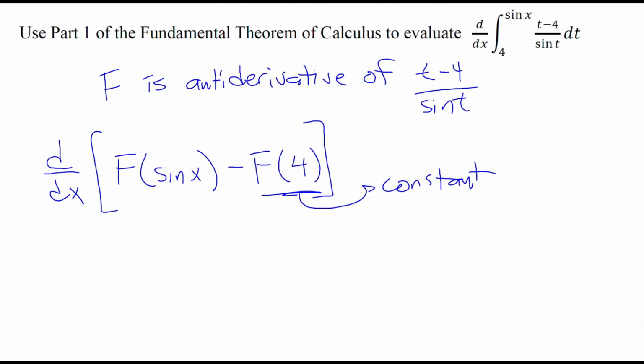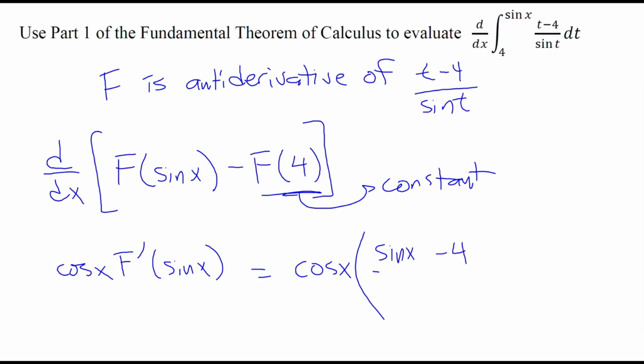And we want the derivative of capital F of sine x. Well, that'll be capital F prime of sine x times the derivative of sine x using the chain rule there. It'll be cosine x times capital F prime of sine x, which is just going to be the cosine of x times our original function, t minus 4 over sine t, except we'll replace all the t's with sine of x. So it'll be sine of x minus 4 over the sine of the sine of x.